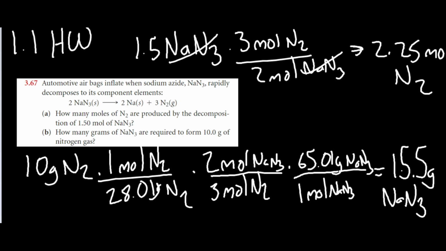All we're going to be doing is converting a bunch of times again. First thing you do is convert grams of nitrogen to moles of nitrogen. That is just going to be using your molar mass, which is just 2 nitrogens. And then you're going to be using your molar ratios, 2 moles of sodium azide for every 3 moles of nitrogen. Cancel those out, you get your new units, and then finally you're going to be converting that to grams to get your final answer, which is 15.5 grams.